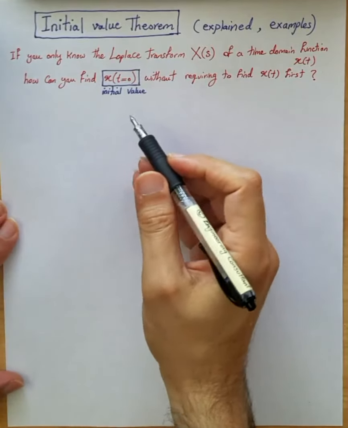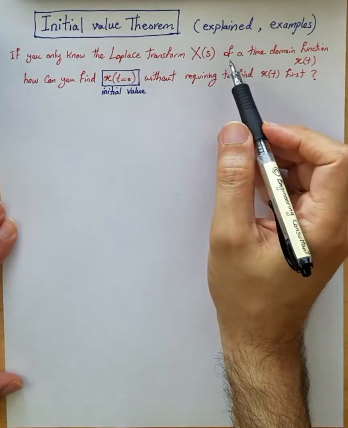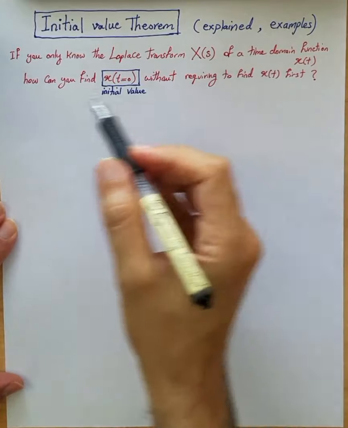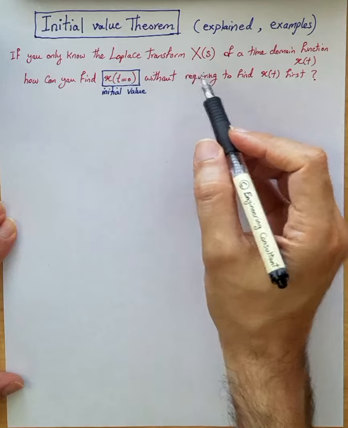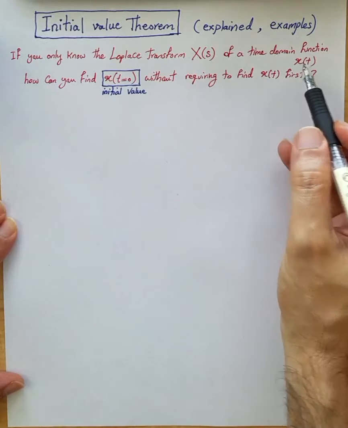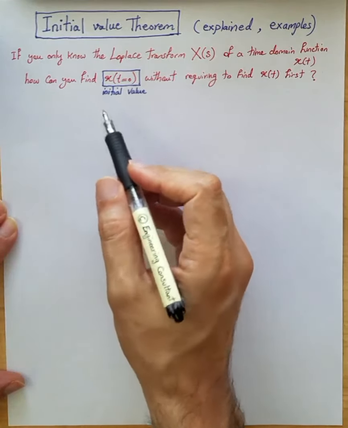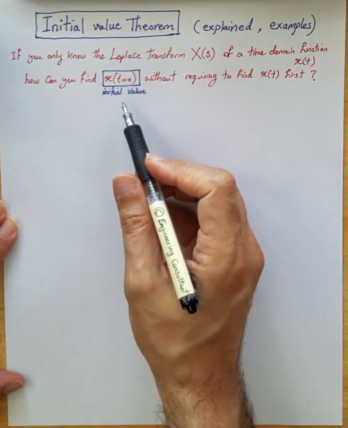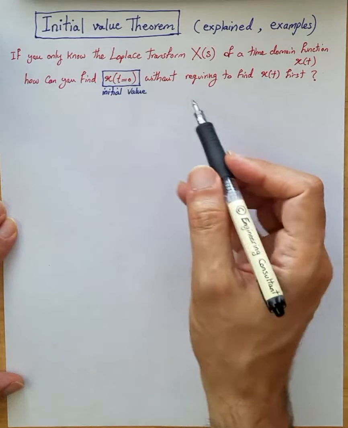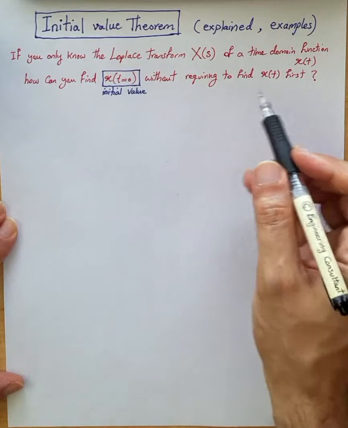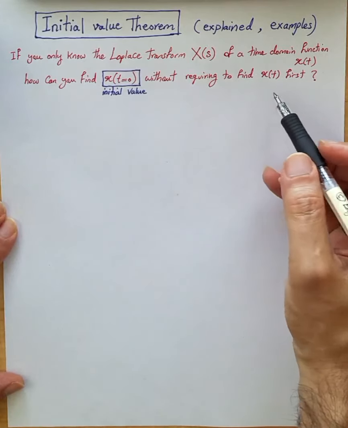Initial Value Theorem, an explanation and a few examples. The question is, if you only know the Laplace transform X(s) of a time domain function x(t), how can you find the initial value of this time domain function x(t) at time t equal to 0 without requiring to find the x(t) function first?